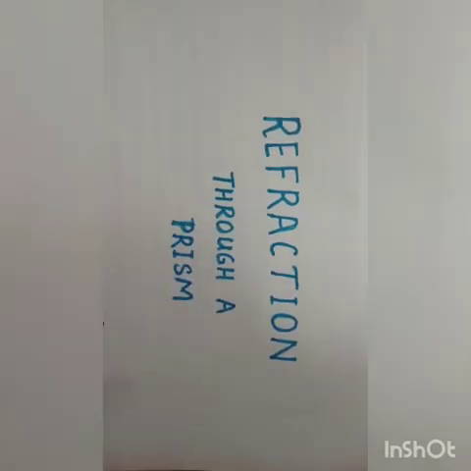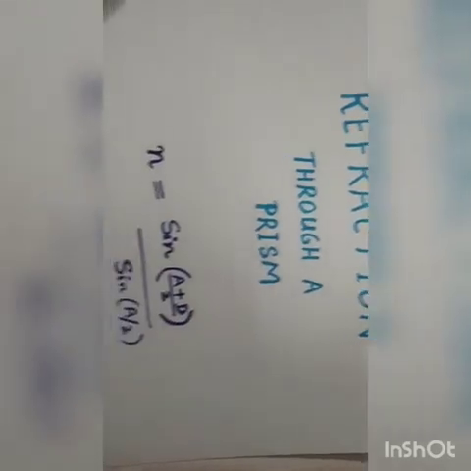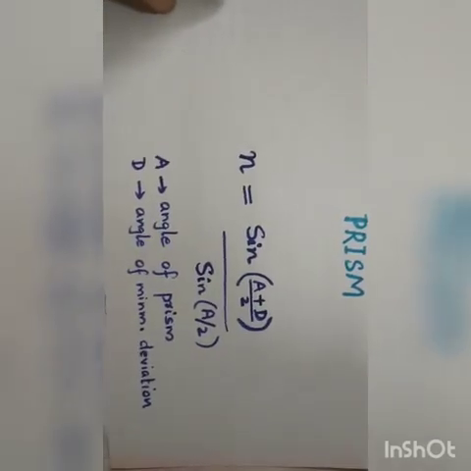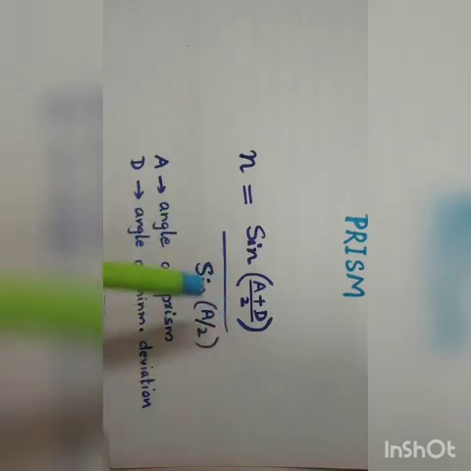We had already studied refraction through a lens. Today we are going to study refraction through a prism. And we will be deriving the equation: refractive index of a prism is equal to sin (A plus D) by 2 by sin A by 2, where A stands for angle of the prism and D stands for angle of minimum deviation. I'll explain what it is.